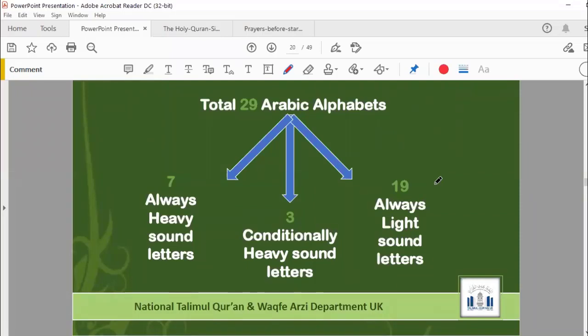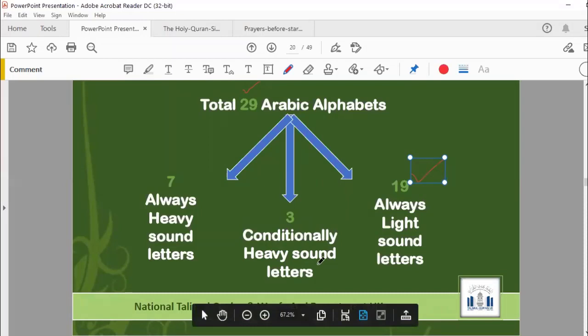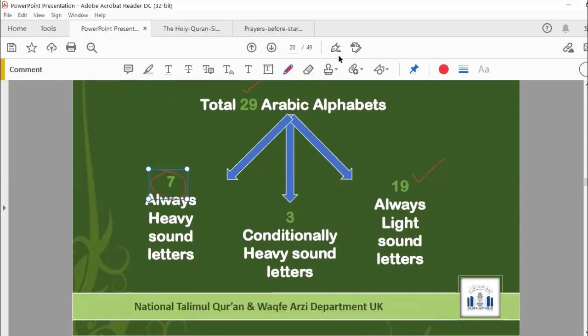Can I start? Okay. Assalamu alaikum wa rahmatullahi wa barakatuh. There are 29 Arabic letters. To start with, there are 19 light sound letters, which have been mentioned in the first presentation. And there are 3 conditionally heavier sound letters. And there are always 7 heavy letters which are pronounced with a heavier sound.